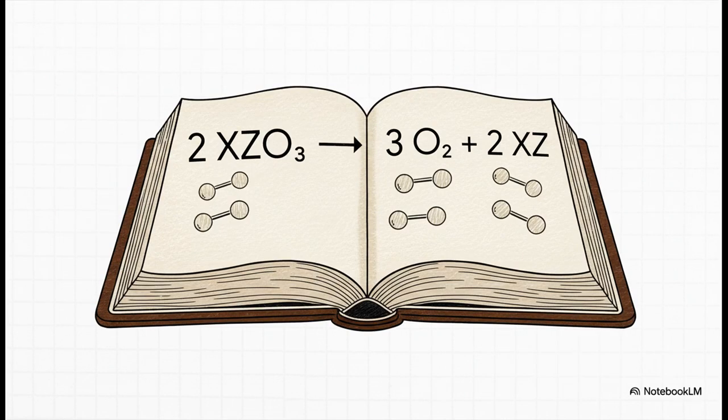Now, this balanced chemical equation, this is basically the rule book for our entire investigation. It tells us the exact ratio that these things react and form in. See that? For every 2 units of our starting stuff, we get exactly 3 units of oxygen and 2 units of our new compound, XZ. That ratio is going to be absolutely crucial.